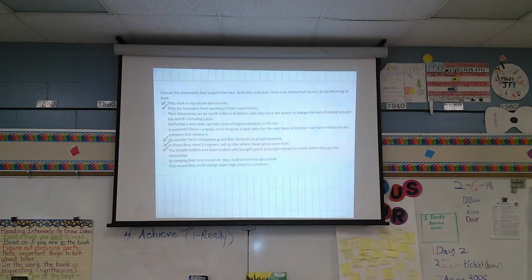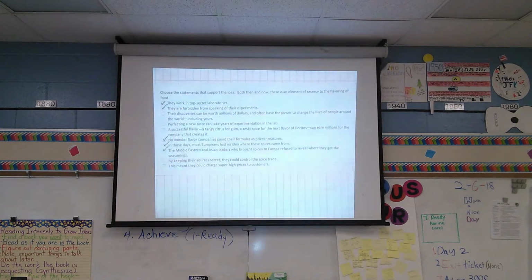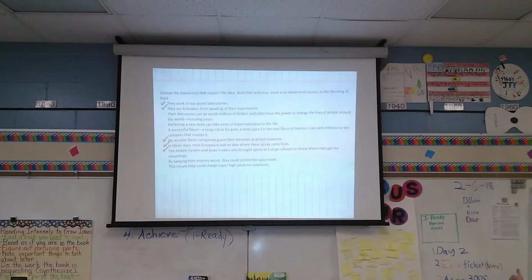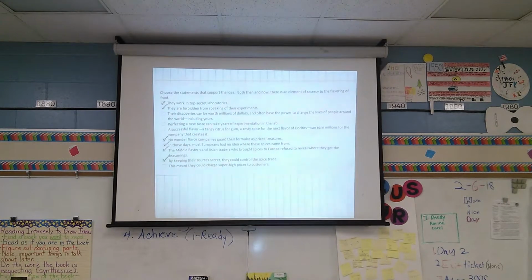Okay, the next one. By keeping their sources secret, they could control the spice trade. Adrian, can you see how that goes with the other one that we had about no idea where the spices came from? Those sentences are almost connected, right? Okay, so what do you think? By keeping their sources secret, they could control the spice trade. Oliver has a thumbs up. If you agree with that, thumbs up, please. Okay, very nice. I would also agree with that.